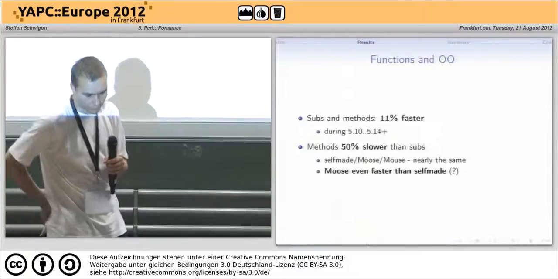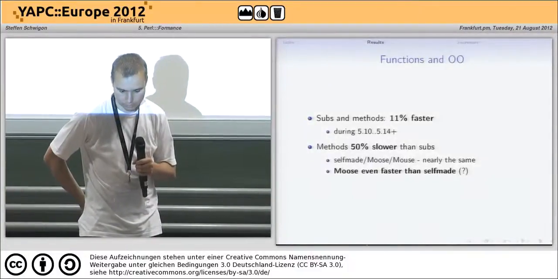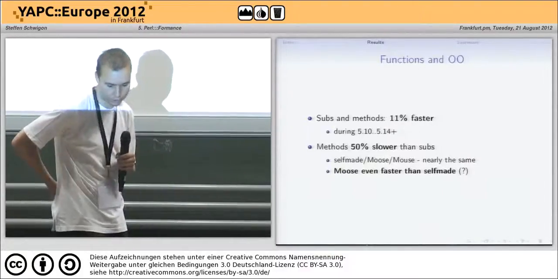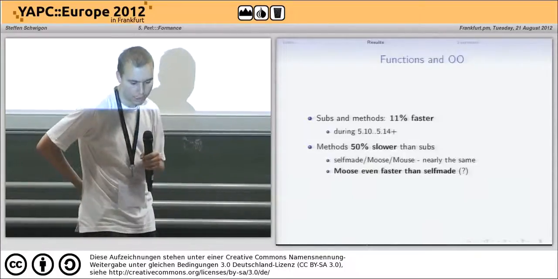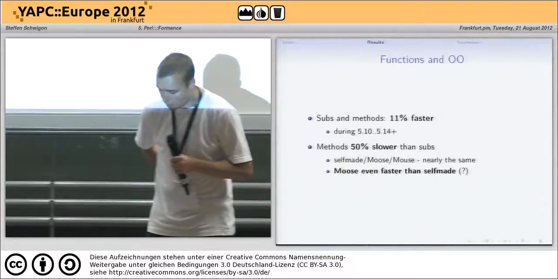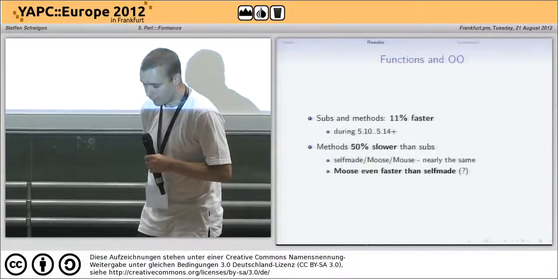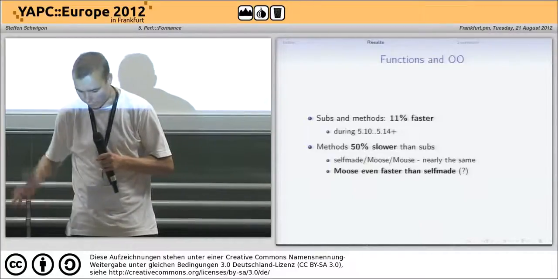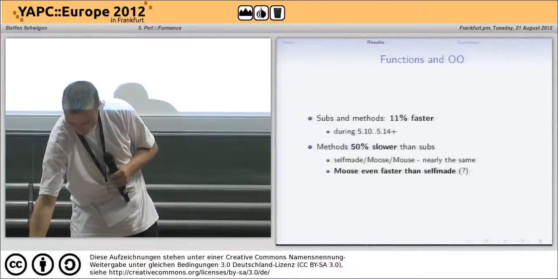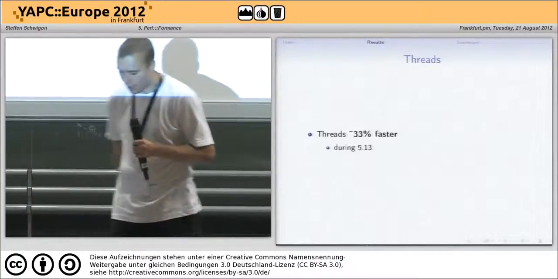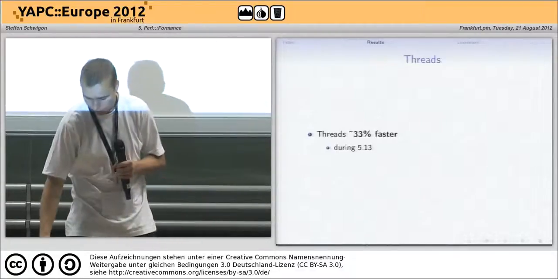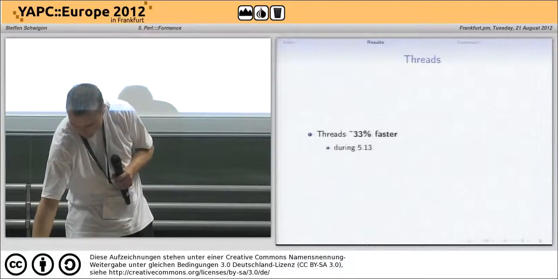So in general, subs and methods became faster by about 11% in 5.14 against 5.10 or so. Methods are still slower than subs. And it doesn't really matter if they are self-made or with Moose or Mouse, they are nearly the same. It looks like Moose would be a bit faster, I don't know why. However, threads became faster during the 5.13 development cycle.